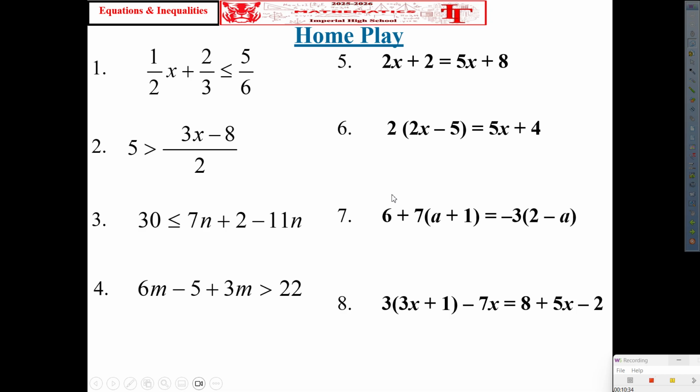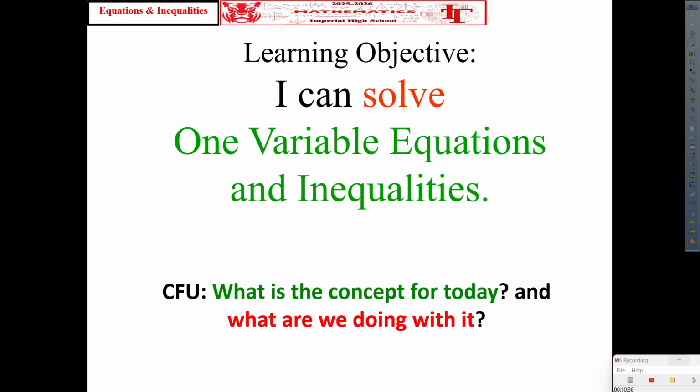All right. Anywho, look at your screen. That's tonight's home play. Yes? All right, get a Cornell note ready. I can solve one variable equations and inequalities. Tell your neighbor and remind them once again, what is the main concept we're still working on? What are we still working on? Yeah, one variable equations and inequalities.